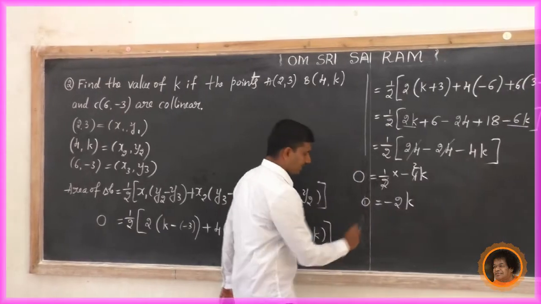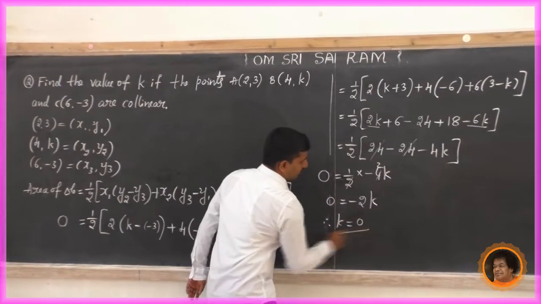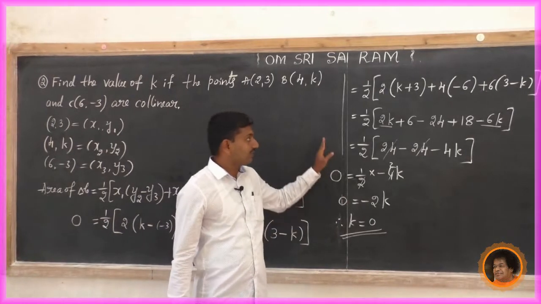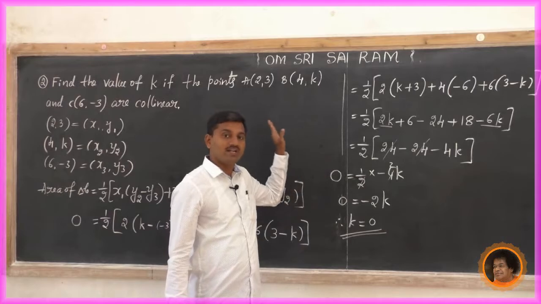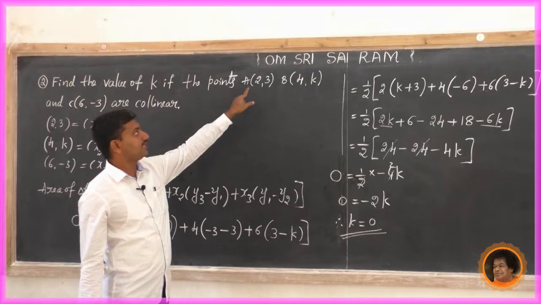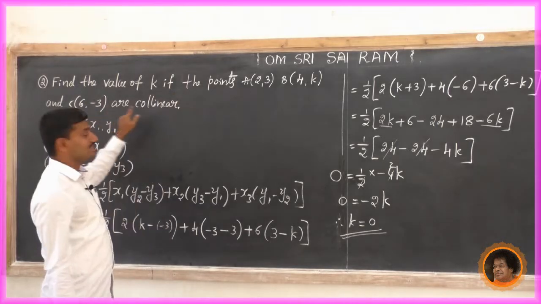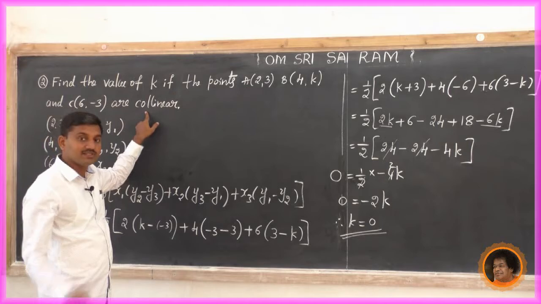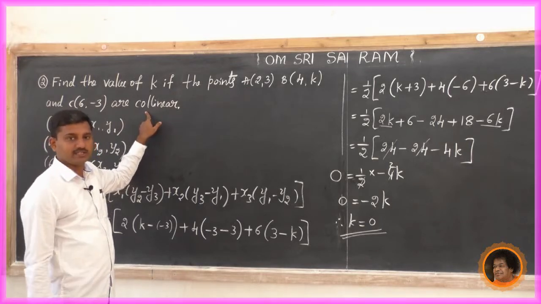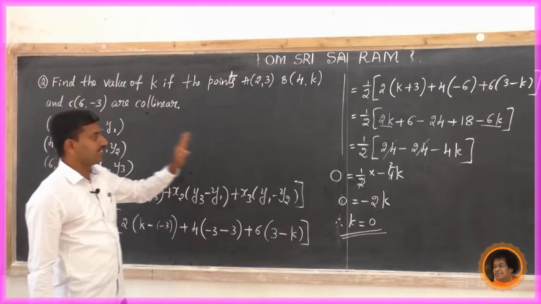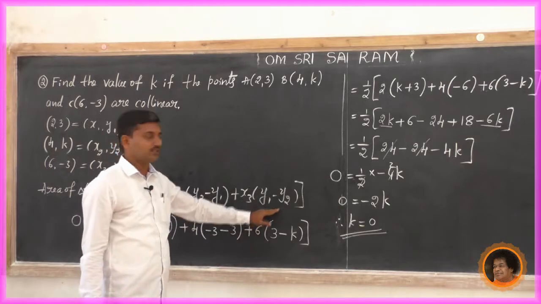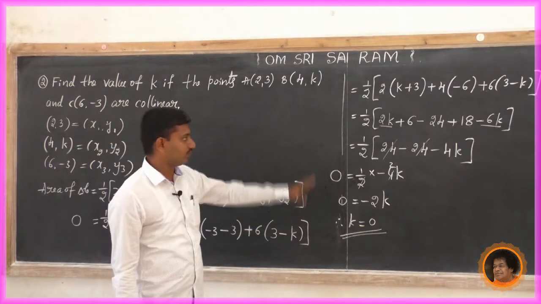So what is the value of k? Therefore k equals 0. So this is the value of k. In the question, find the value of k if the points (2, 3), (4, k) and (6, -3) are collinear. Collinear means the vertices of the triangle lie on the same straight line, or the area of the triangle is 0. So by using the area of the triangle formula, we can find the value of k. I think it is clear.